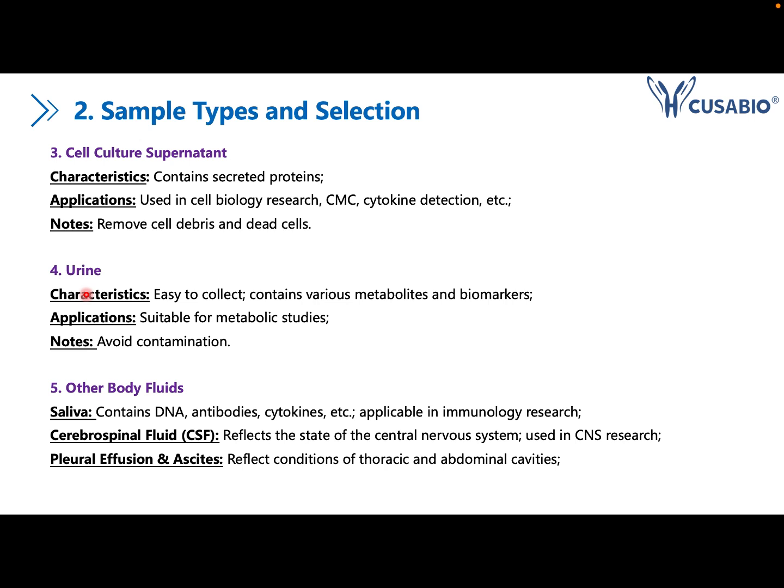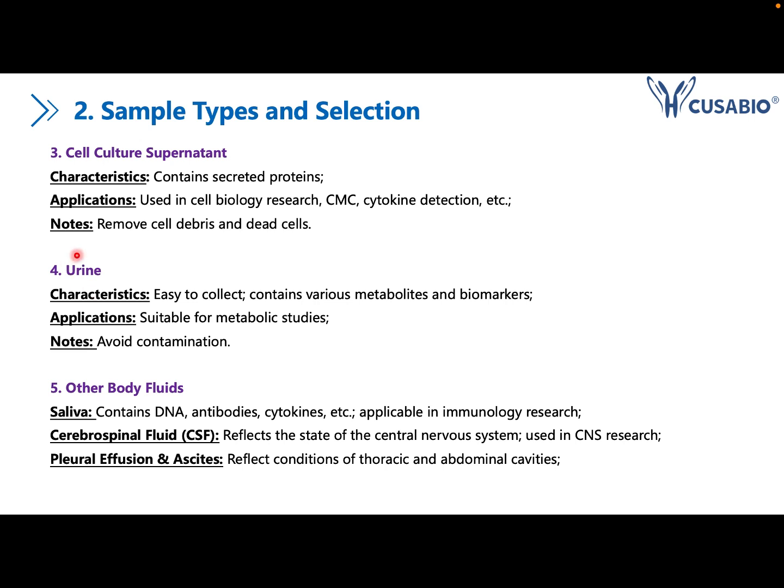The third one is the cell culture supernatant. This type of sample contains secreted proteins. So we usually use this type of sample in cell biology research and cytokine detection. Because it's the supernatant, we do not want to have cell debris and dead cells inside.